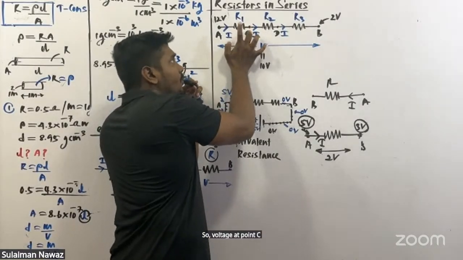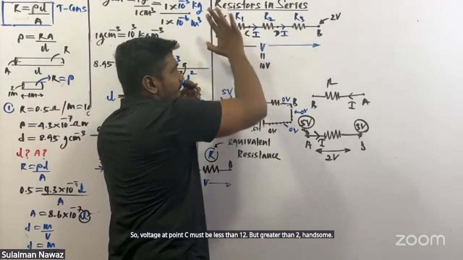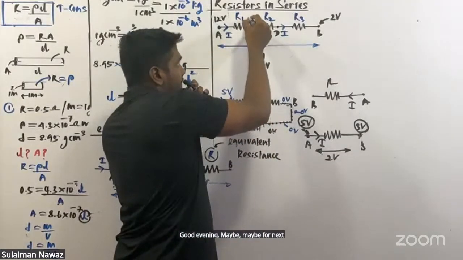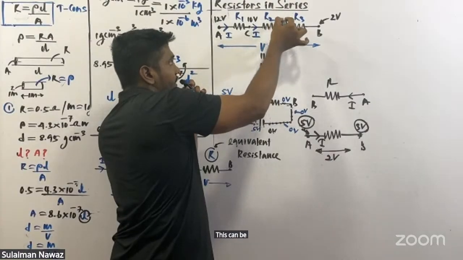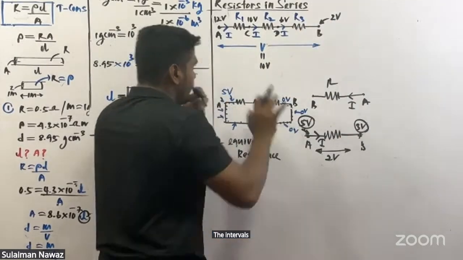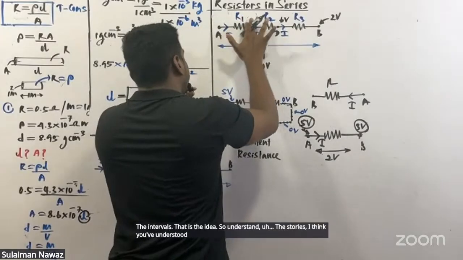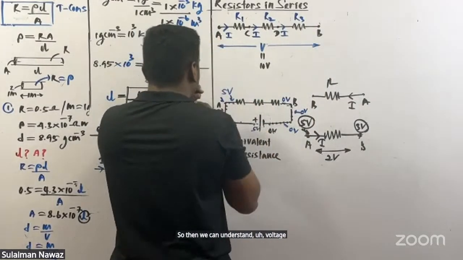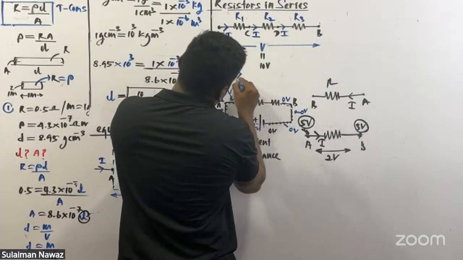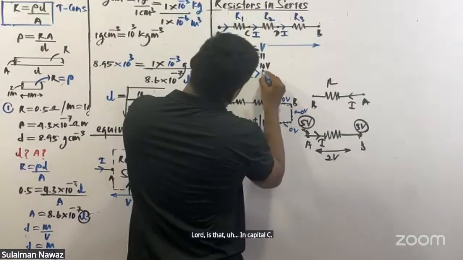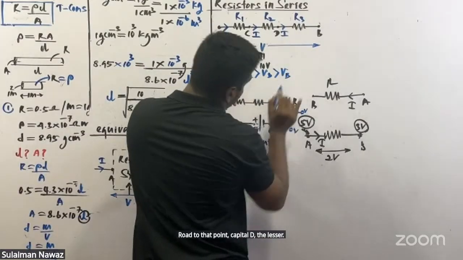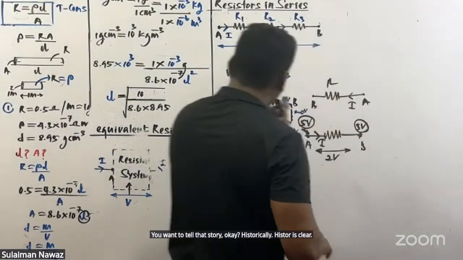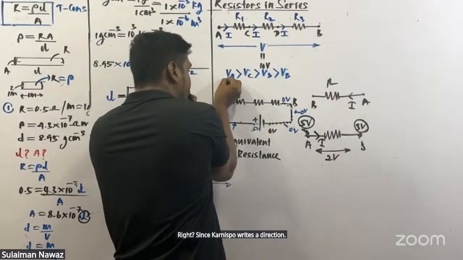Sir, the voltage at point C must be less than 12 but greater than 2, less than 12 and greater than point B. For example, maybe it can be 10 volts. Point D voltage is less than that, maybe 6 volts, then 2 volts. That is the idea. So we can understand the voltage at point capital A is larger, then point C, then point D, and the lowest voltage is at point capital B. Since current is flowing in the right side direction, the voltage at point A is larger than the voltage at point B.